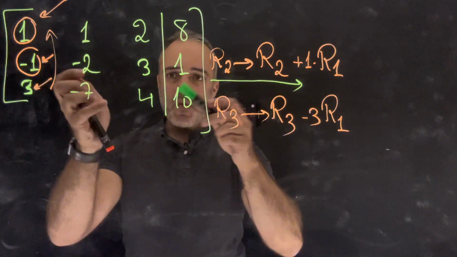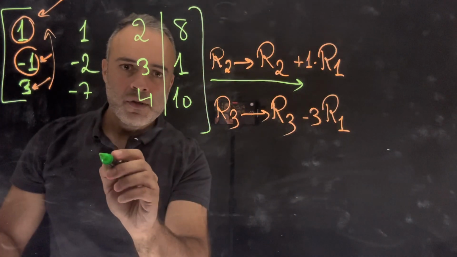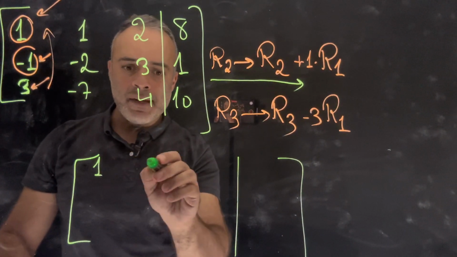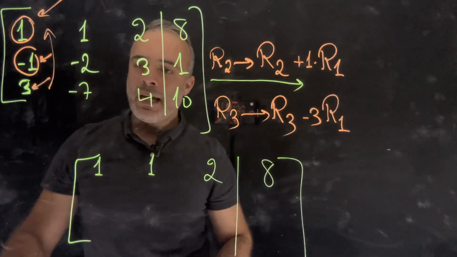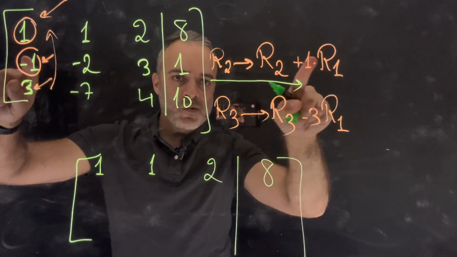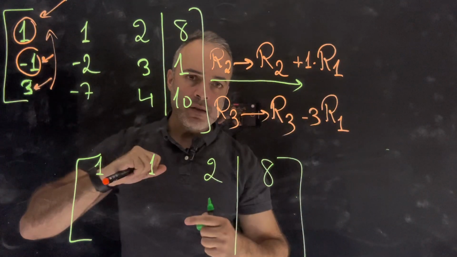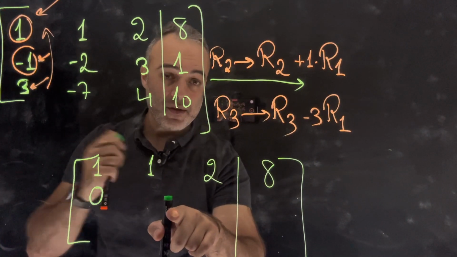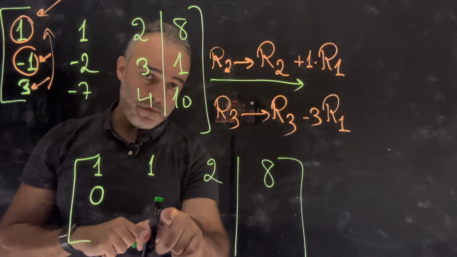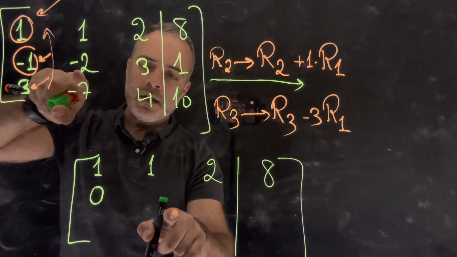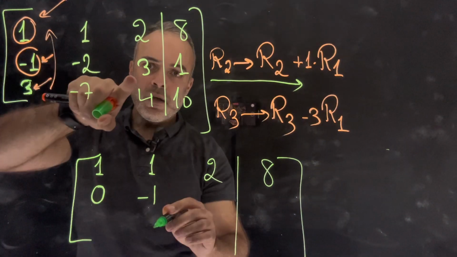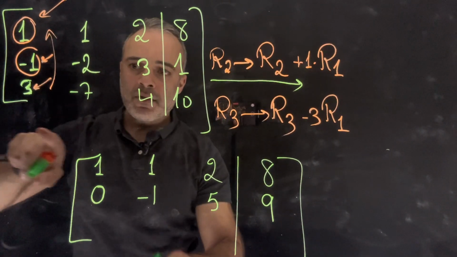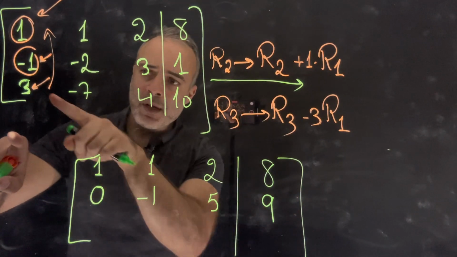Now, let's see what this matrix looks like now. So, the first row remains unchanged, 1, 1, 2, 8. Now, R2 plus 1 R1, or simply R2 plus R1. So -1 plus 1, that is 0. And yes, we got 0, and that's what we're looking for. That's what we have to find, right? Or to make it look like 0. -2 plus 1, that's a -1. 3 plus 2, that is 5. 1 plus 8, that is 9. And that's R2.